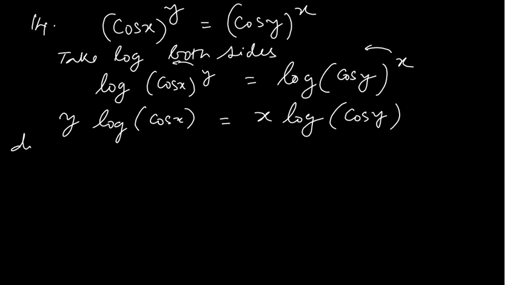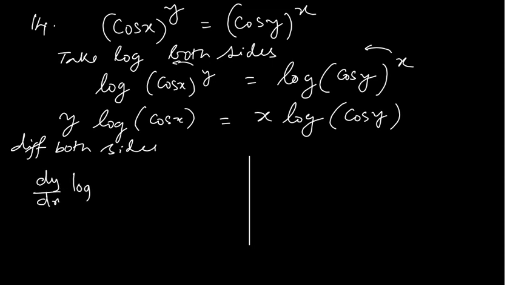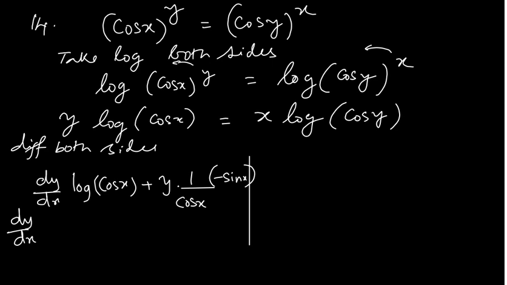Then differentiate both sides. Actually, same. You can consider f of x, g of x and then find f dash x, g dash x. You can equate also. Now, left side differentiation would be UV rule. So, first is dy by dx, differentiation of this is that, into log cos x plus y into 1 by cos x, and cos x differentiation is minus sin x. So, this translates to dy by dx into log cos x minus y tan x.